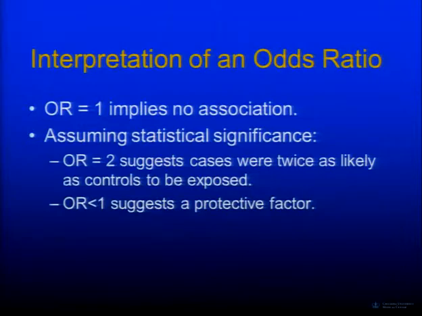So interpretation of an odds ratio: 1, no association. If there's statistical significance, an odds ratio of 2 suggests that the cases were twice as likely as the controls to have been exposed. Whereas an odds ratio less than 1 says that it's a protective factor. Someone have a hand up?